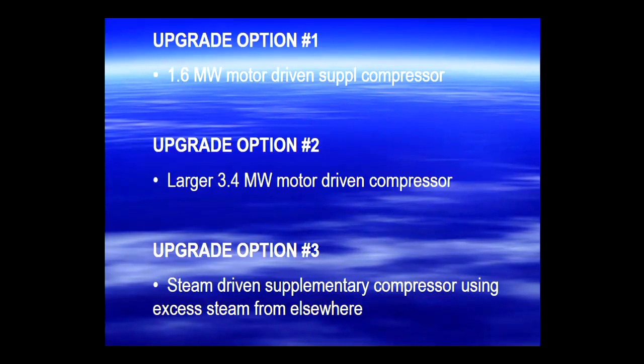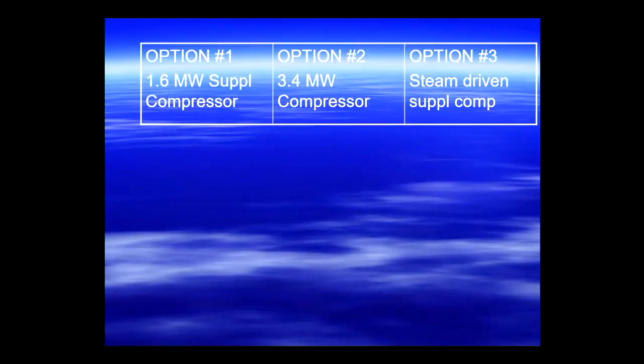So we had upgrade option number 1, a 1.6 megawatt motor-driven supplementary compressor. Option number 2, a larger 3.4 megawatt motor-driven compressor, but then you wouldn't have to have the complication of controlling 2 compressors running in parallel, which is a non-trivial task. Option upgrade number 3, put a steam-driven supplementary compressor using excess steam from who knows where. That was the proposal. So let's put these 3 options in and have a look at how they stack up.